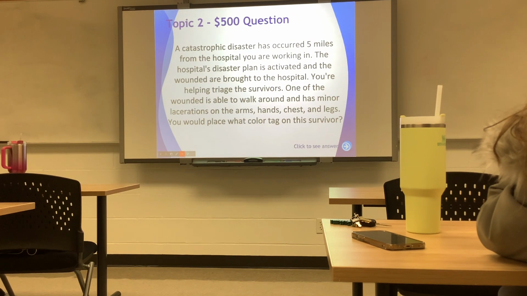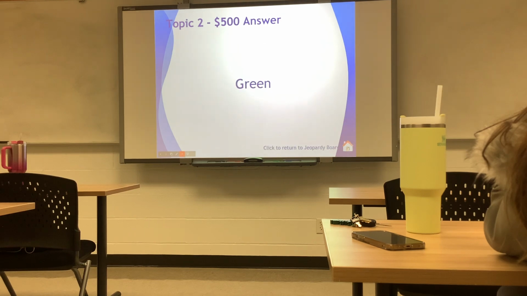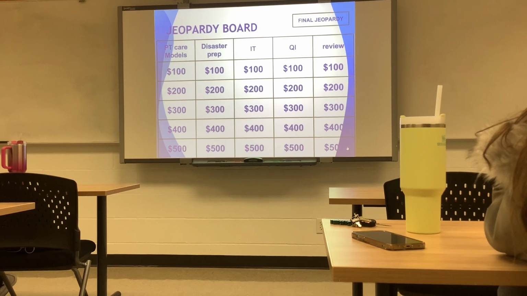Last one here. A catastrophic disaster has occurred 5 miles from the hospital you are working in. The hospital's disaster plan is activated and the wounded are brought to the hospital. You're helping triage the survivors. One of the wounded is able to walk around and has minor lacerations on the arms, hands, chest, and legs. What color tag would you place on the survivor? Green. And why green? Yep, walking wounded.